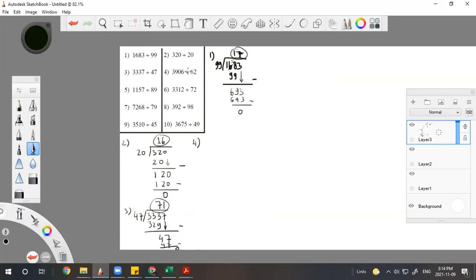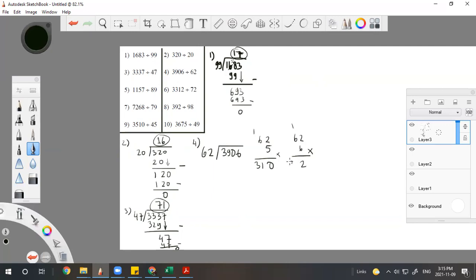Let's check for number 4. 3,906. Okay. We have the 0. That's more challenging. 62. So let's try 62 times 5, right? Because it's 300 something. 310. Can I increase the number? Might be. So 62 times 6. Let's try. If it is more, you can pick the nearest.